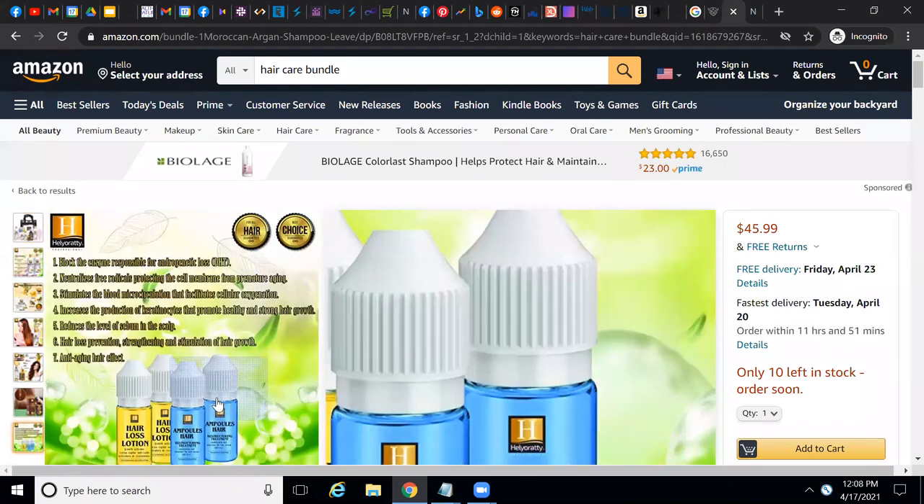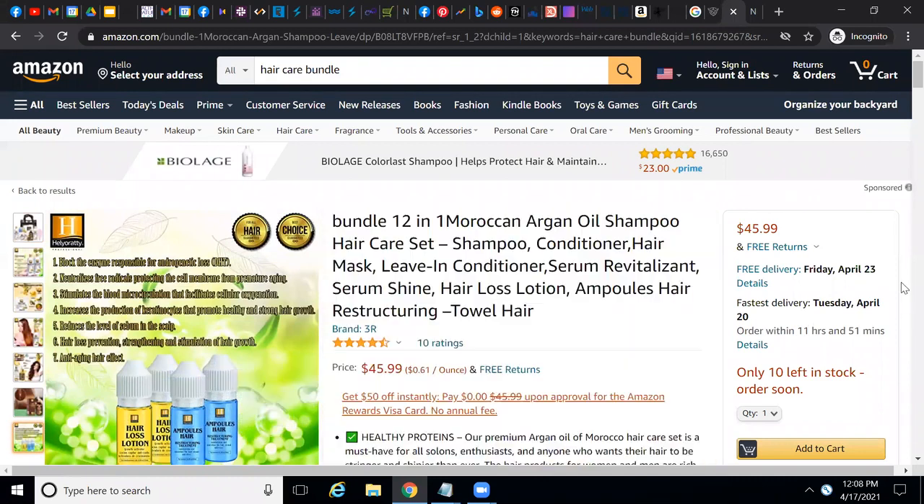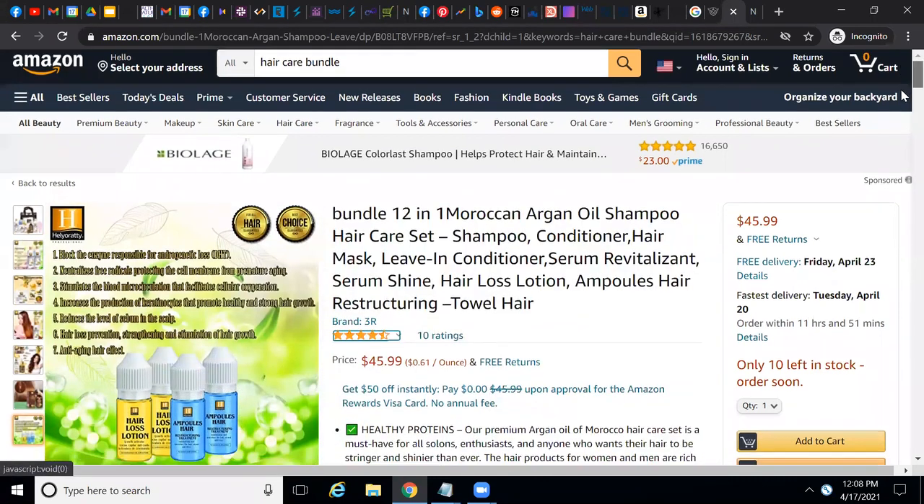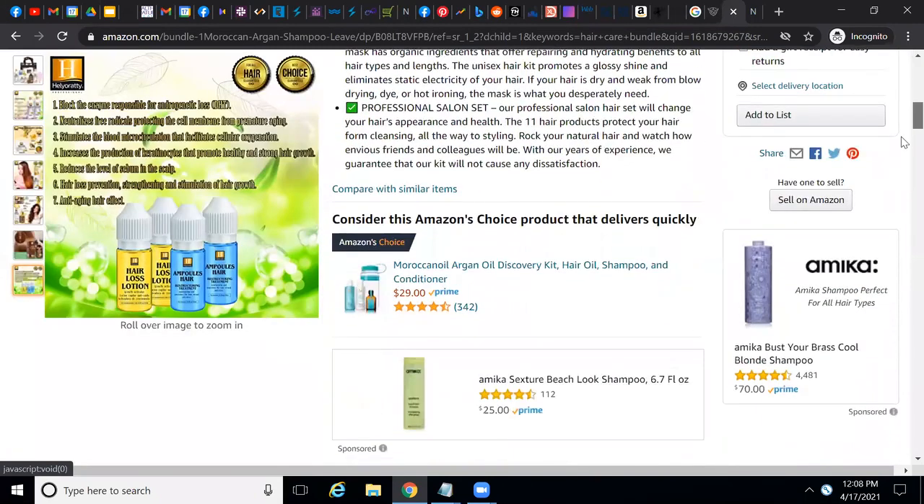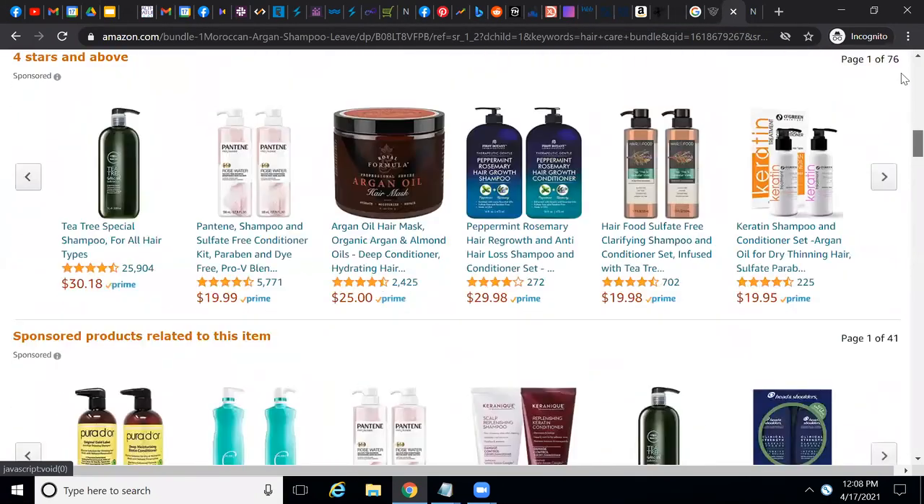So they're getting their products. They named it whatever they named it. Brand is 3R. That is the shortest brand name I have seen. They win for the shortest brand name I have ever seen.